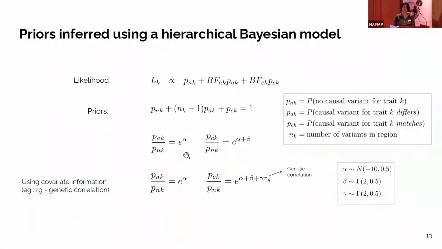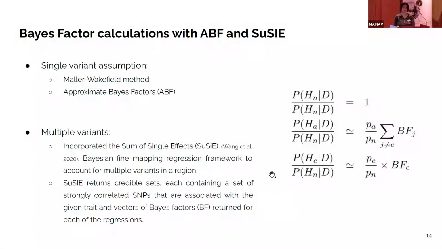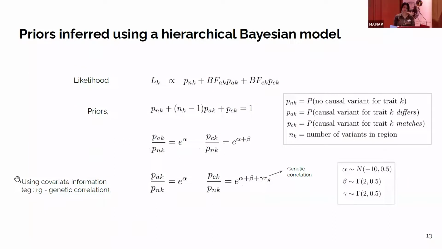And we introduce these hyperparameters as alpha, beta, and when we have covariate information, we also include another hyperparameter, that is gamma. In our experiments, we include the genetic correlation, so we have included that here. So we sample these hyperparameters using a Metropolis-Hastings algorithm.